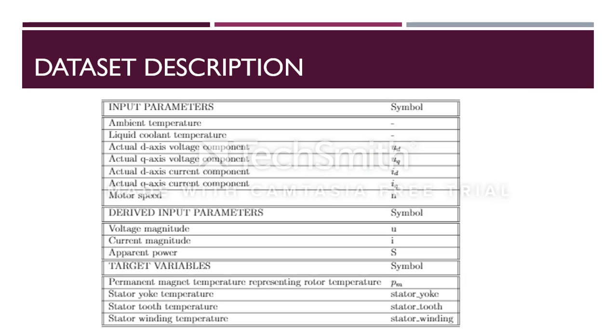Dataset description. The table displayed describes the dataset after feature engineering. It shows the independent input variables, which include ambient temperature and coolant temperature. The features derived are voltage magnitude, current magnitude, and apparent power. The target variables to be predicted are the rotor, the stator yoke, the stator tooth, and the stator winding temperatures.